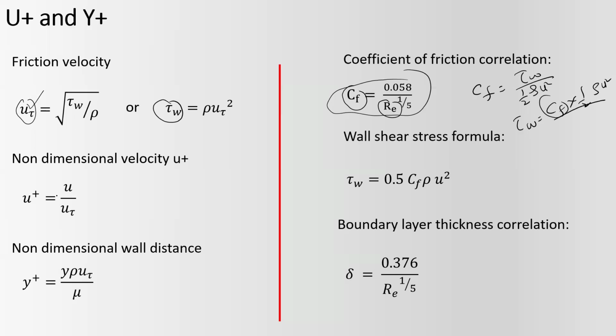Okay. So once you find out this value, then we can find out the U plus and Y plus very easily. For example, if you are aiming for Y plus equal to 1, you have to find out the first cell height that will provide you the Y plus equal to 1.